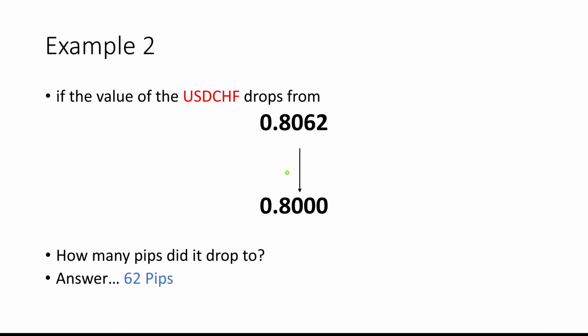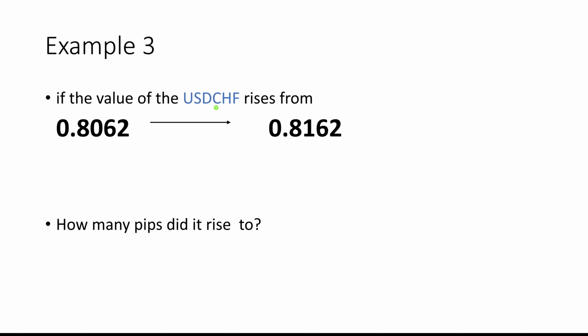Let's look at another example. This time around, an increase in the value. If the value of USD CHF rises from 0.8062 to 0.8162, how many pips did it rise? You take the smaller number from the bigger number, and then what do you arrive at? I believe you had 100 pips. Bravo if you had 100 pips.